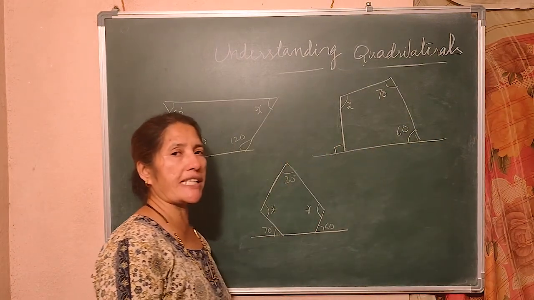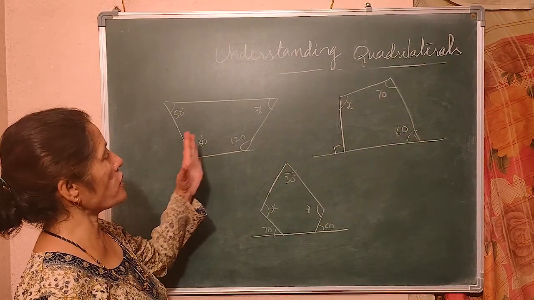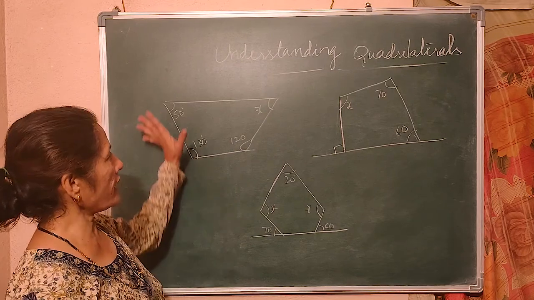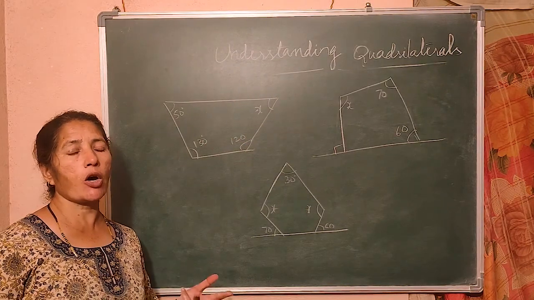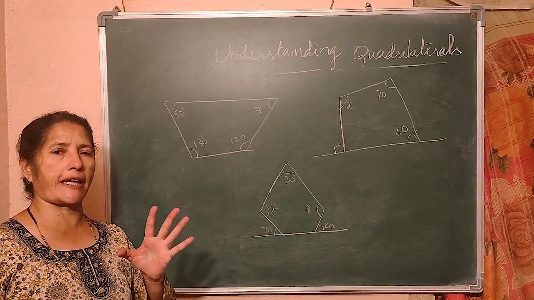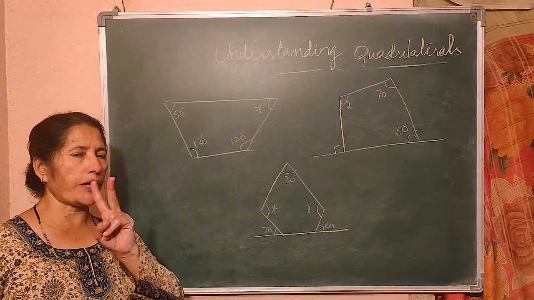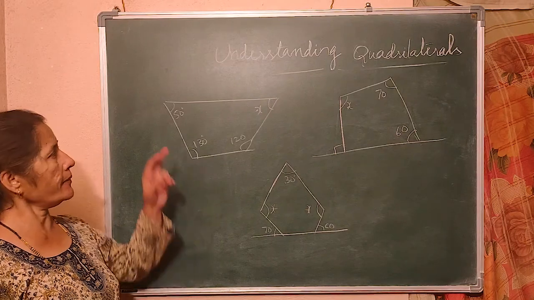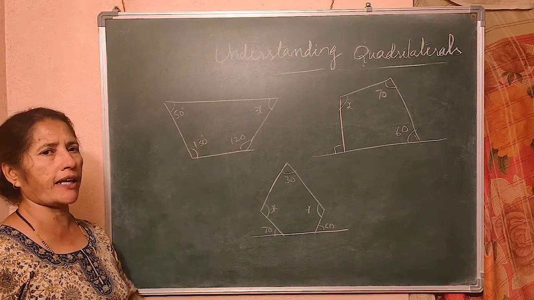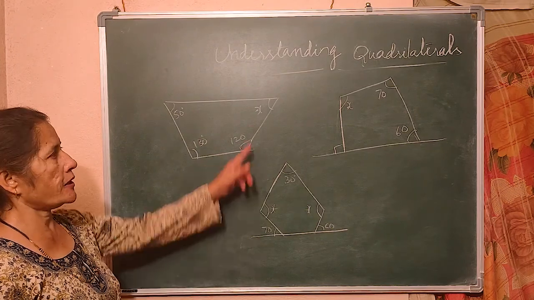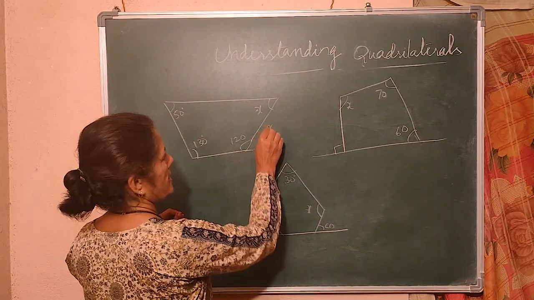Our next question is like this. Find the measure of x. What type of figure is it? It is a quadrilateral. What is the sum of all the angles of a quadrilateral? 4 sides, 4 minus 2, 2 into 180, 360. Right? So 50 plus 130, 180. 180 plus 120, 300. So x is equal to 60.